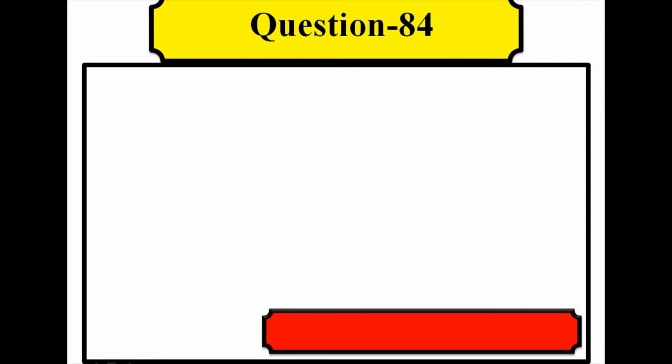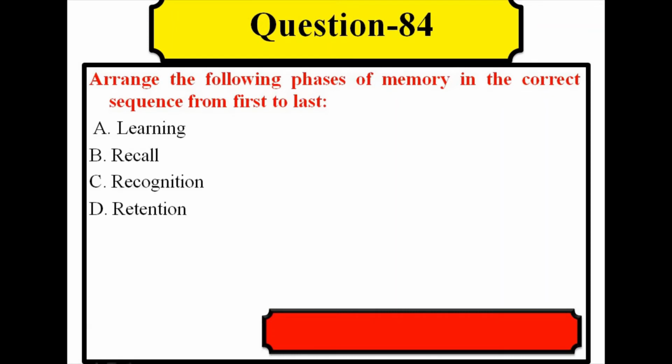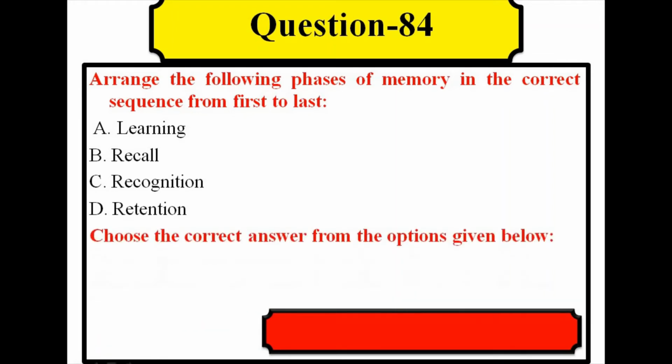Question 84. Arrange the following phases of memory in the correct sequence from first to last. A. Learning. B. Recall. C. Recognition. D. Retention. Choose the correct answer from the options given below.